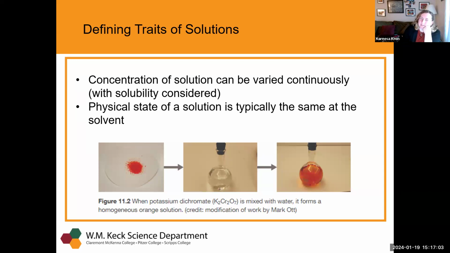And typically what we see is that the physical state of the solution is the same as the solvent. In this picture provided in the book, when you have potassium dichromate and you add it to water, you end up with a liquid phase that looks like potassium dichromate that has been dispersed in the water. This is what we mean by dispersed. You probably can't see individual chromates hanging out in the solution. They've just fallen apart and now it just looks orange. They're dispersed, it's homogeneous. And if I leave it on the counter for a week, it will still be this orange solution that we have here.